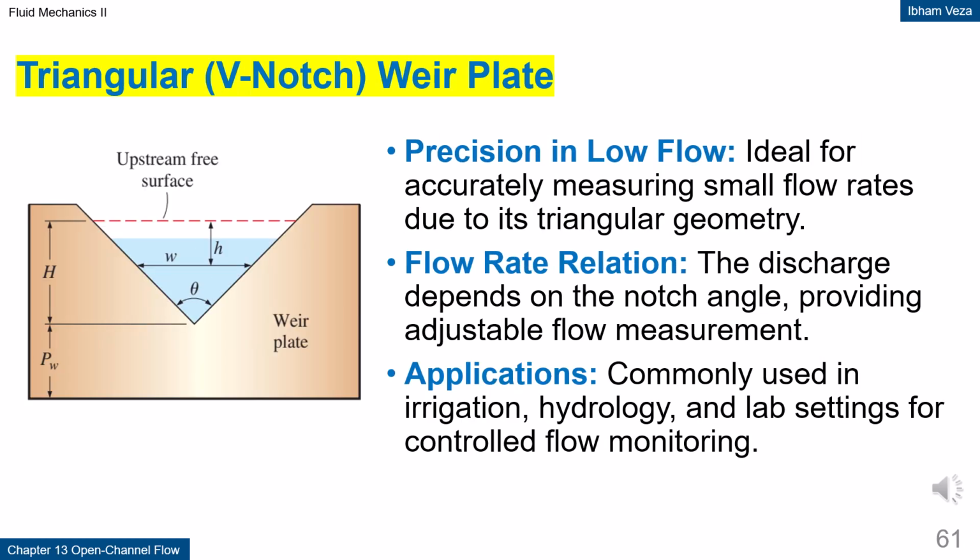Triangular V-notch weir plate. The triangular weir is very suitable for measuring small discharges because of its high sensitivity to changes in water head. The triangular shape makes the relationship between head and discharge more responsive. The notch angle determines the flow characteristics and measurement range. This device is widely used in irrigation, hydrology, and laboratory experiments. Its main advantage is high accuracy for low flow rates.